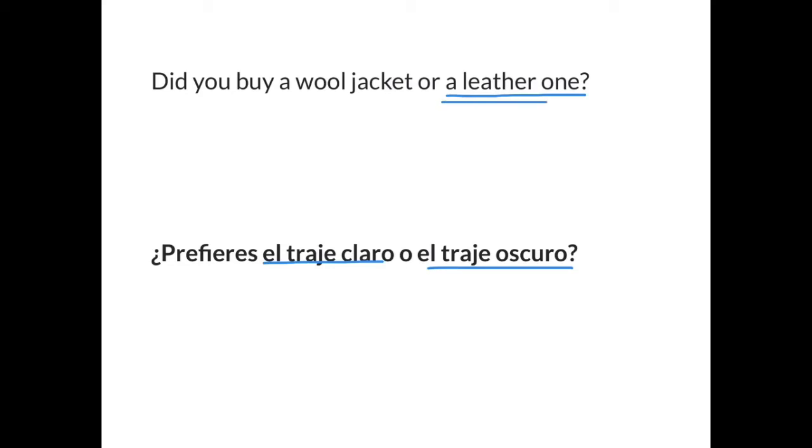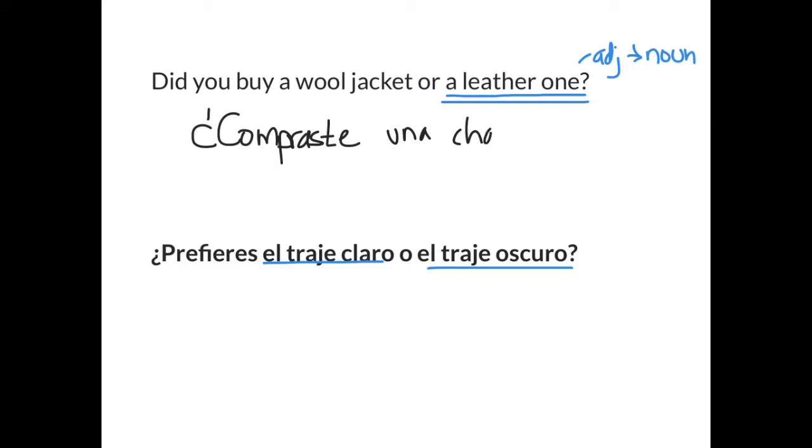A leather one indicates that I'm going to need to use an adjective as a noun to complete this last part using the formula we talked about. So our sentence will start off normal. Did you buy? So compraste. Remember the did is part of the verb conjugation. Compraste a wool jacket. Una chaqueta de lana.